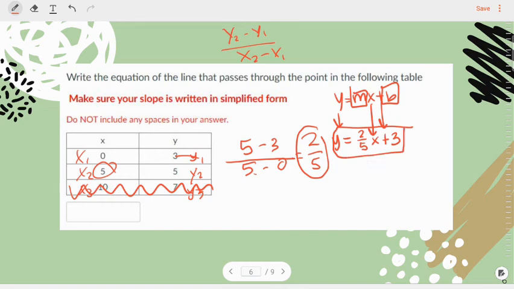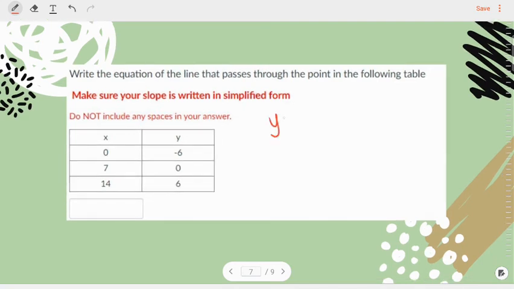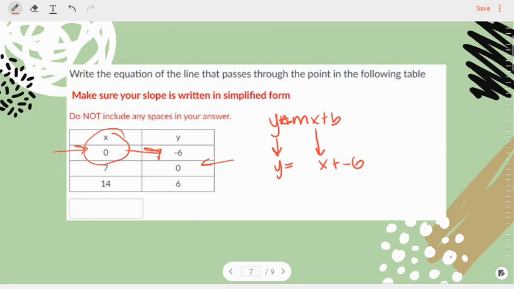All right, last one. To make sure I find my slope and my y-intercept, I'm going to follow the y equals mx plus b formula. So y, bring down my equal sign, leave the m blank, x plus b. To find my y-intercept, I'm looking for the x value that is 0. Now this one's kind of tricky because there's a 0 and there's a 0. Remember, to find my y-intercept, the x value has to be 0 and the y value is going to be my y-intercept. So I'm going to put a -6 in that blank spot.